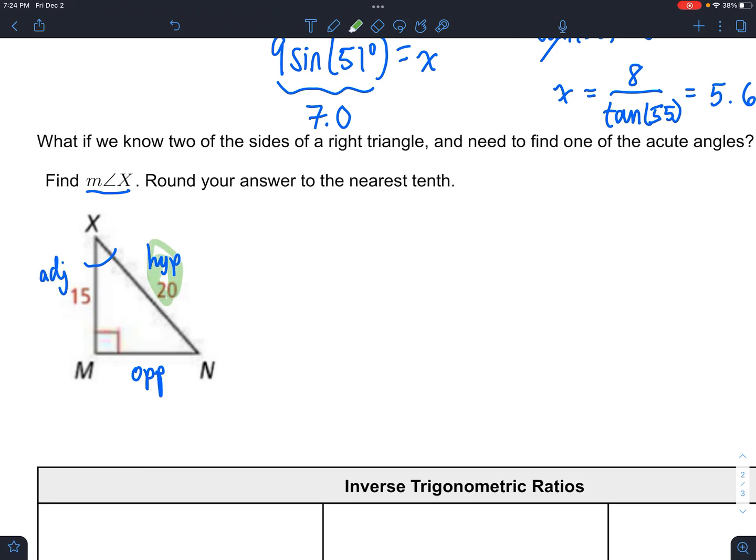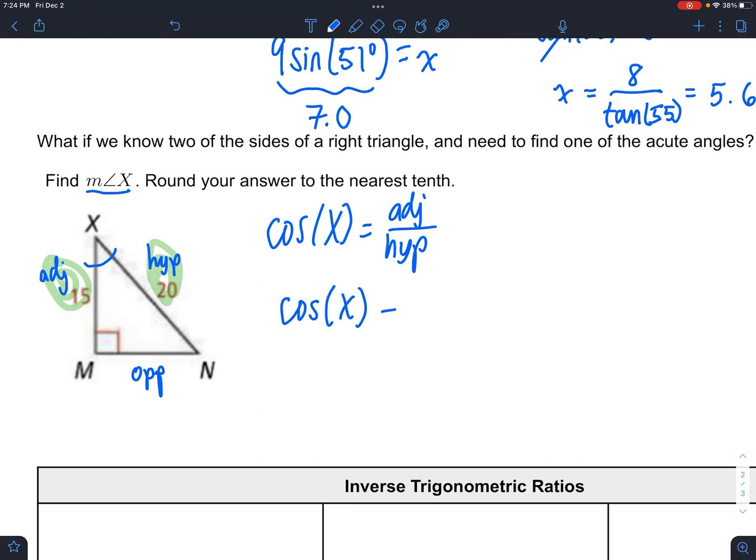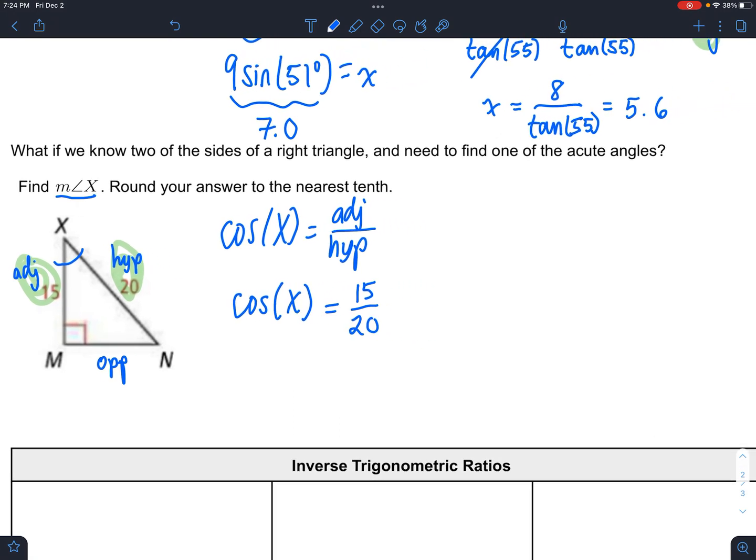Same exact strategy. Pick the ones you know. So I know that cosine of x is adjacent over hypotenuse. And those are the two sides I know. I don't know anything about opposite, so I'm not going to pick tangent or sine because they have to deal with opposite. So I'm strategically picking one. And then the adjacent is 15. The hypotenuse is 20.